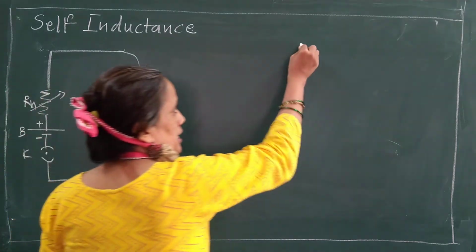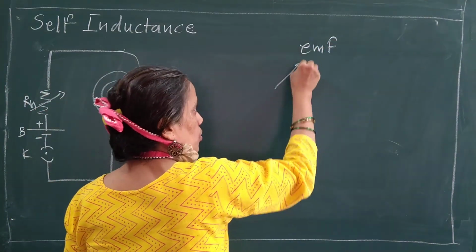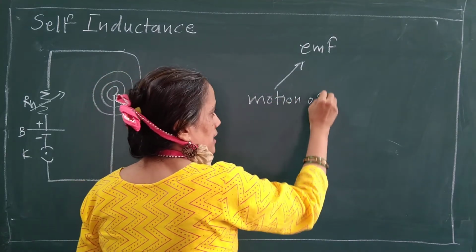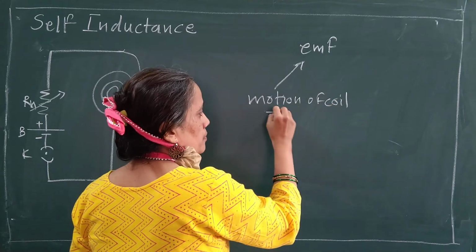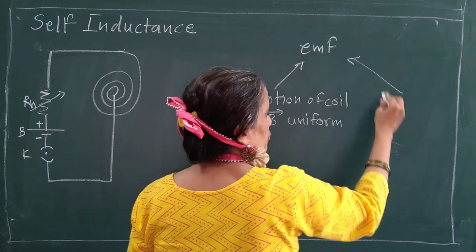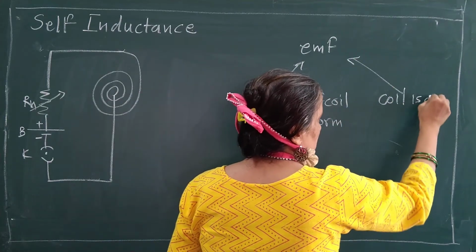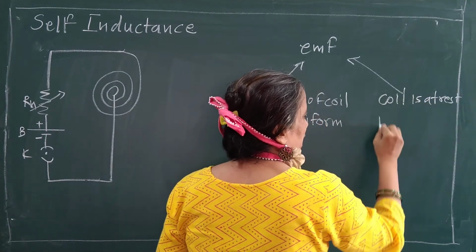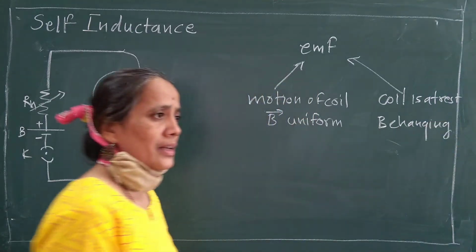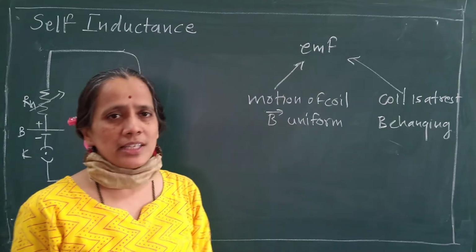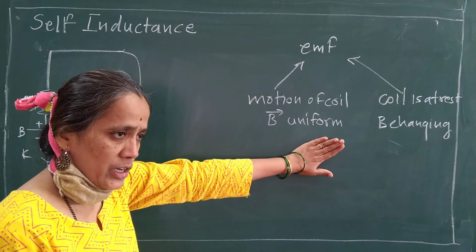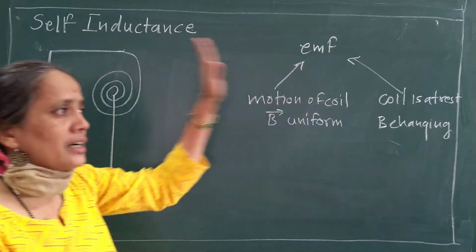That production of EMF will be in two methods. First, the EMF will get induced due to motion of the coil and the magnetic field is uniform. And secondly, the EMF will get induced if the coil is at rest and the magnetic field is changing. So all the methods we have already seen. Is it okay? Now, whatever EMF will be induced, we are going to consider the third type.